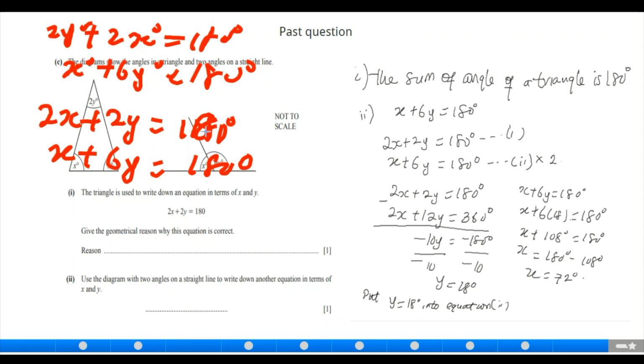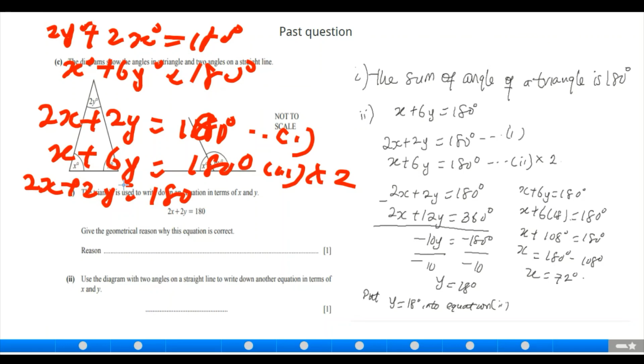So for us to eliminate, let's make this equation 1 and this equation 2. To eliminate, one of the terms must be equal. So we need to multiply equation 2 by 2, so that we have 2x in equation 2 as well as in equation 1. So we have 2x plus 2y equals 180 degrees, that's our equation 1. The second equation now is 2 multiplied by x, which is 2x, 2 multiplied by 6 is 12y, equals 2 multiplied by 180, that is 360 degrees.